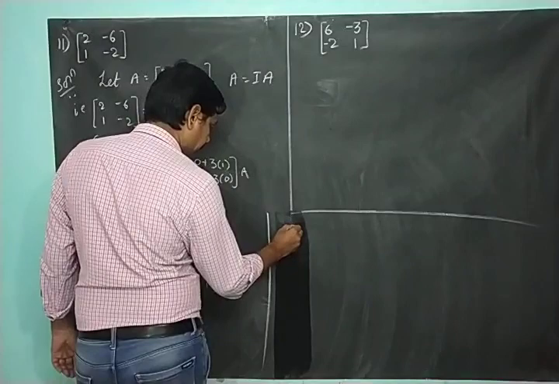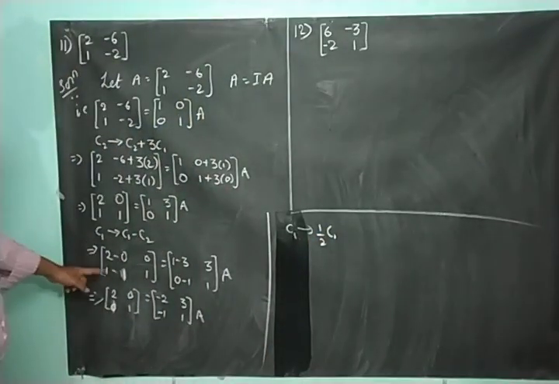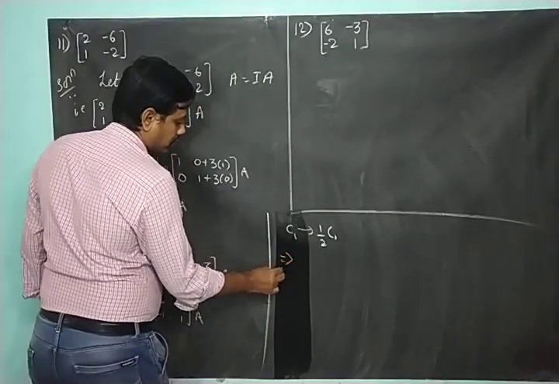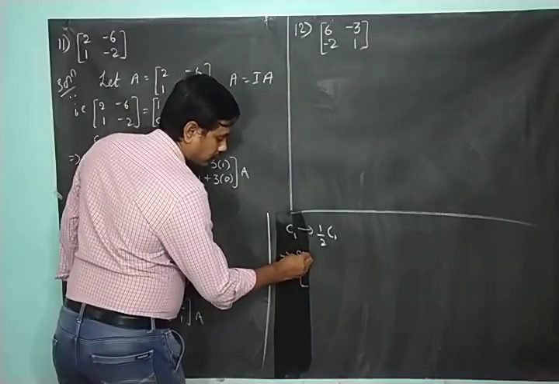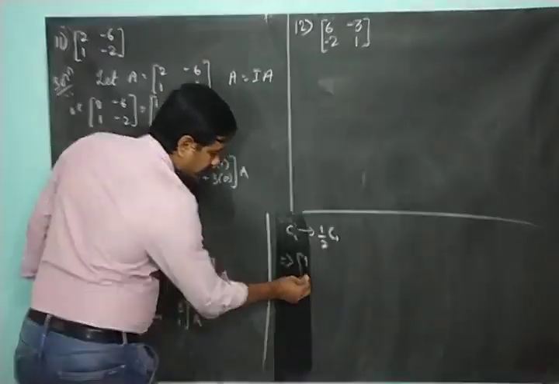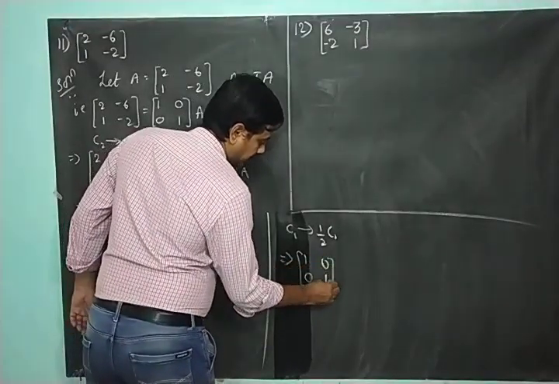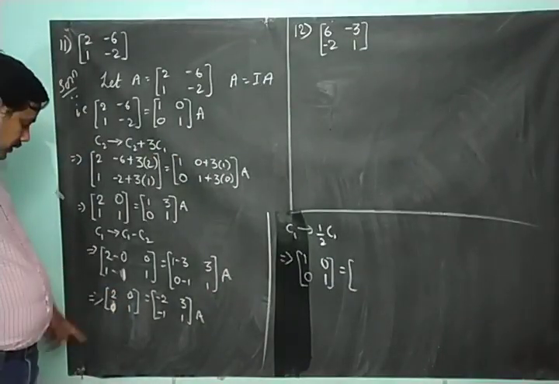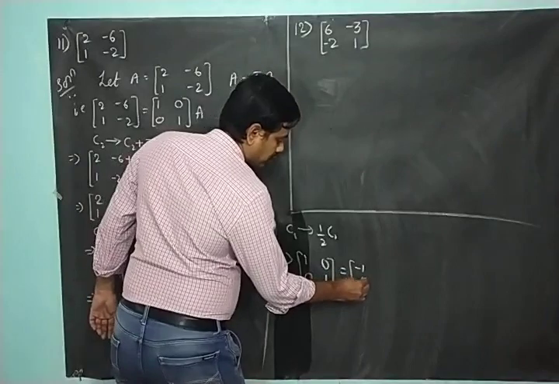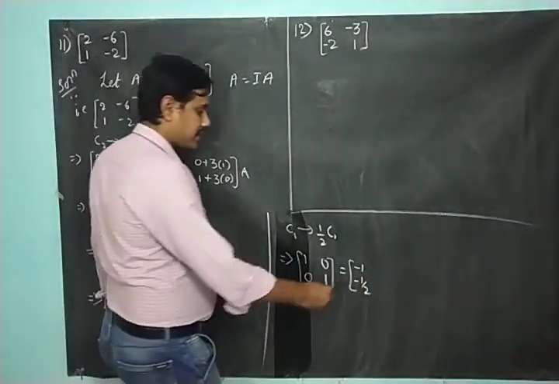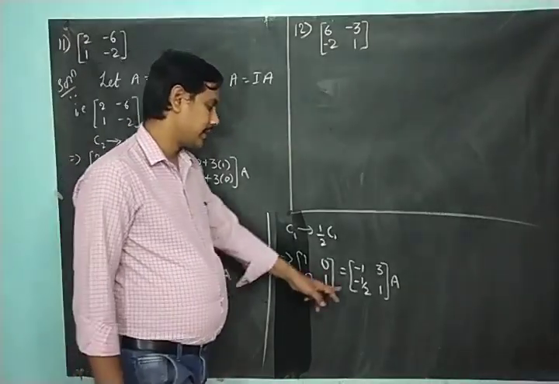So for that I can apply C1 changes to 1 upon 2 C1. C1 changes to 1 upon 2 C1. So one upon 2 into 2, that is 1. Then 0 upon 2 is 0. Then 0 upon 1, sorry, this will remain as it is, 0, 1 is equal to, minus 2 divided by 2 will be minus 1. Minus 1 divided by 2, minus 1 by 2. 3 and 1 as it is, multiplied by A. So we have I is equal to something into A.